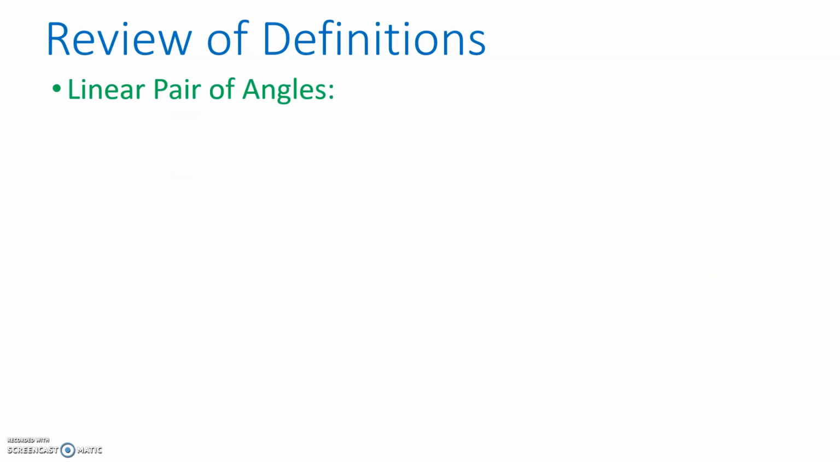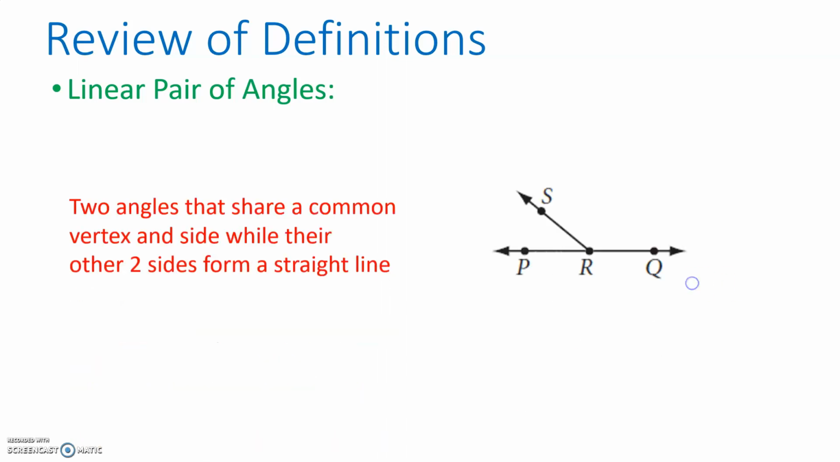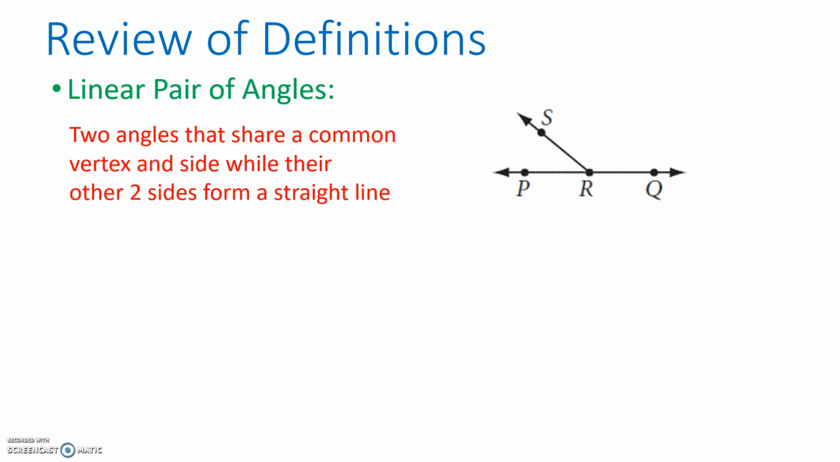We've talked about them before, but now we're going to deal with their properties. The first pair of angles is called a linear pair of angles. If you remember what those look like, they are two angles that share a common vertex. Here's angle PRS that has a vertex of R, and angle SRQ has a vertex of R, so they both have a vertex of R. And they share a side, which is the ray RS. So this angle here and this angle in here are a linear pair of angles.